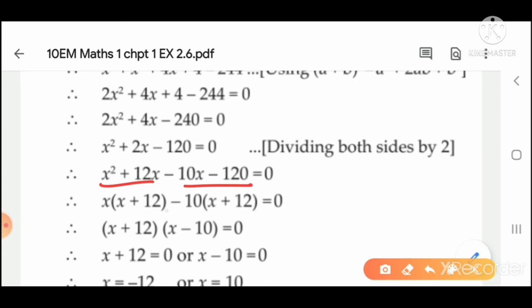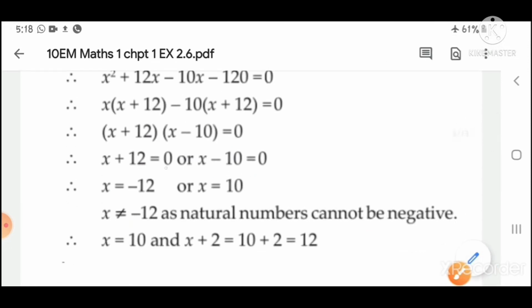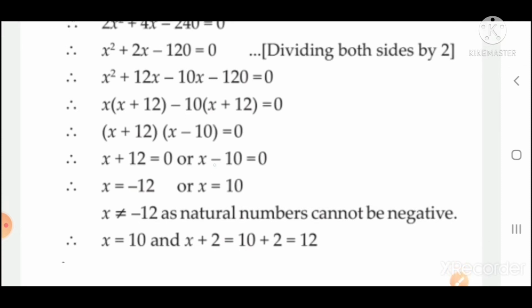Common is x in the bracket, x plus 12, minus 10 in the bracket, x plus 12. Now here x plus 12 and x plus 12 is common. So take x plus 12 once and x minus 10 in another bracket. Then the rest is the same: x plus 12 equal to 0 or x minus 10 equal to 0. So plus 12 goes there and becomes minus 12, minus 10 goes there and becomes plus 10. So minus 12 cannot be a natural number. Natural numbers are never negative. So therefore the natural number is 10.